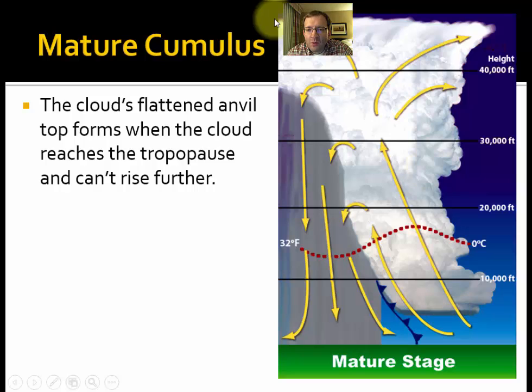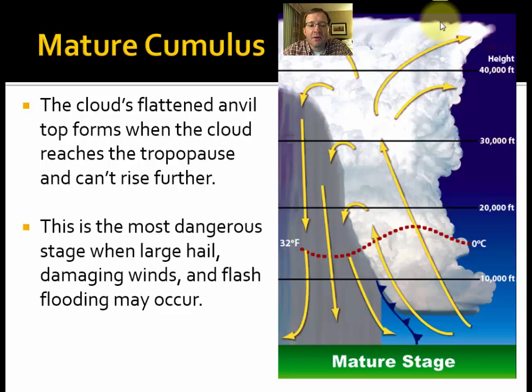Again, as I mentioned before, when you get a flattened anvil top across the top of the cloud, that's a sign that we've hit the tropopause. If we've looked at the weather balloon data and we know where the tropopause is for that day, a meteorologist can look at a storm cloud and know once it starts to billow out, then it has reached that tropopause, and they can look at the weather balloon data and say, oh, I know that's at 50,000 feet. So that's going to give me a good idea of how tall this cloud is and how much potential it has to be strong. This is the most dangerous stage.